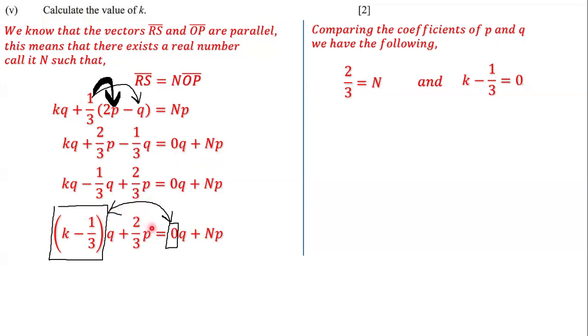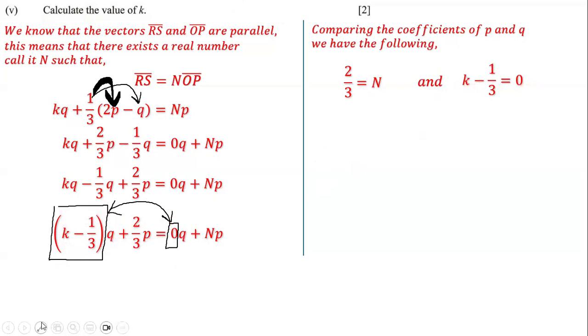So if we know that this side is equal to that side, then it makes sense that the coefficient of Q on this side must be equal to the coefficient of Q on this side, right? Because the two sides are equal. And so the coefficient of this Q must be equal to the coefficient of this Q. And so that's why we have K minus 1 over 3 has to be equal to 0.